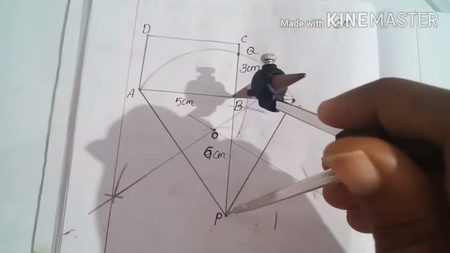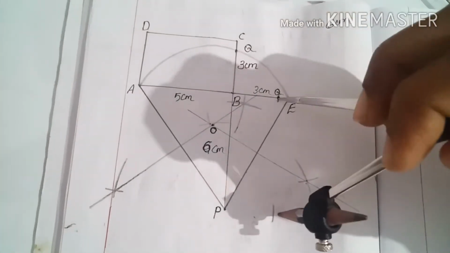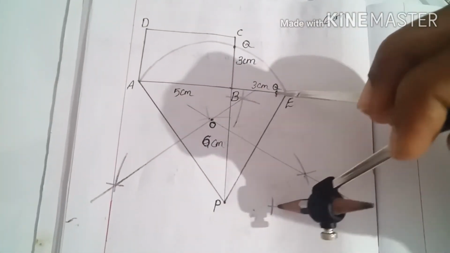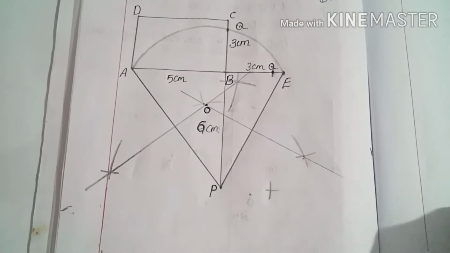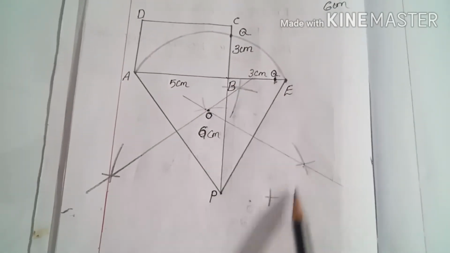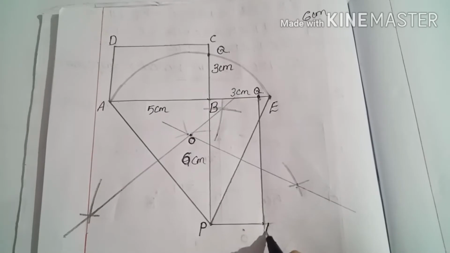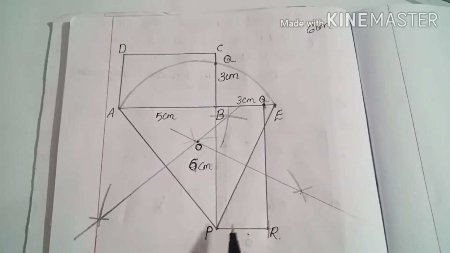Measure 6 centimeter. Then draw another arc from the point Q to this line, like this. After that, join Q to this point and P to this point. You will get one rectangle. So this is the rectangle. Let's take this point as R.